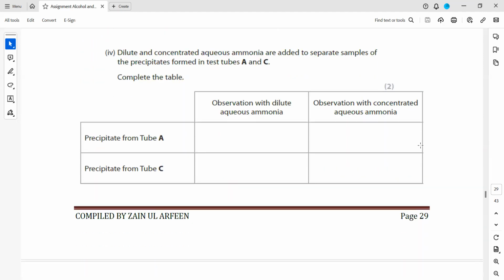Dilute and concentrated aqueous ammonia, as I just mentioned: if we have a chloride precipitate, what will be the observation in test tube A? When dilute is added, the precipitate will dissolve. Here, no change, the precipitate does not dissolve, and here no change. Because C is iodide and A is chloride. So chloride with dilute and concentrated aqueous ammonia, both will dissolve, but iodide, both are insoluble, it does not dissolve.